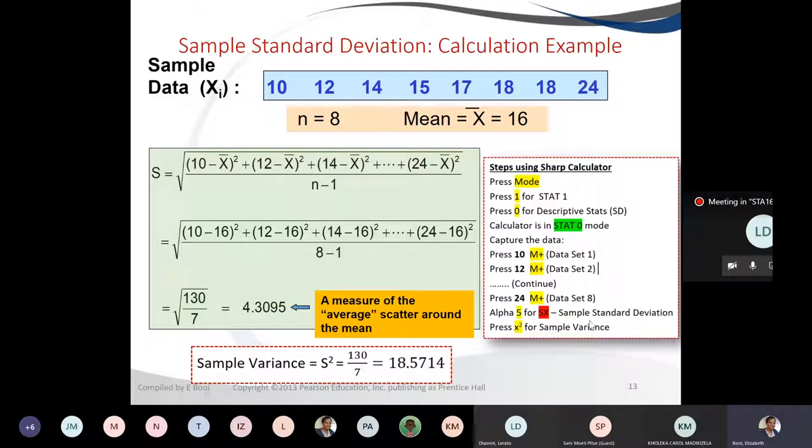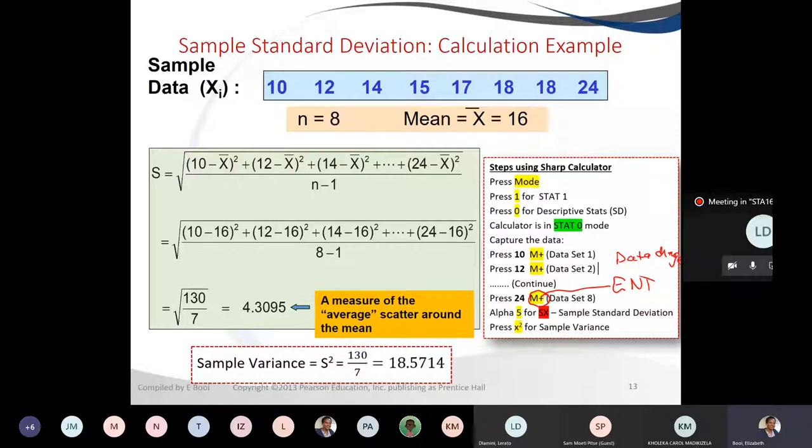On the screen right now, I have the method for the Sharp calculator. Remember, it's the same calculator that I just used. Where there is an M+, for those using a financial calculator, you use E and T. And those who are using the other calculators, like the Sharp, use data change.